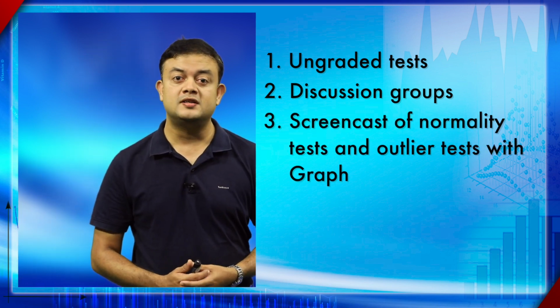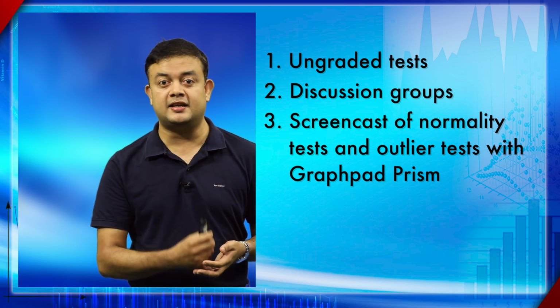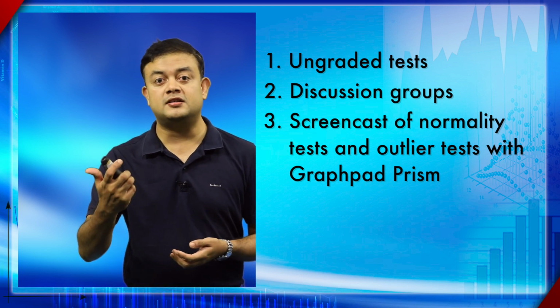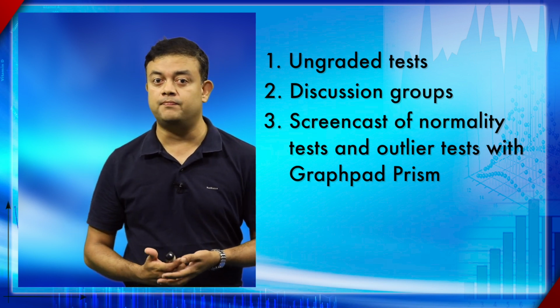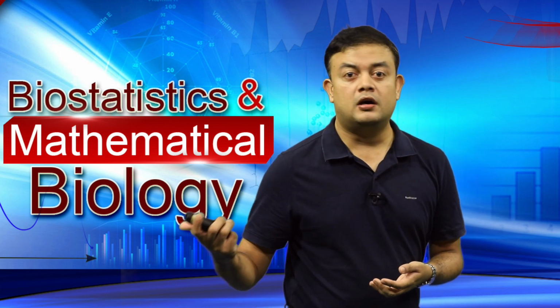I have also put several screencasts, for example, how to perform the normality test, the K2 omnibus test, in GraphPad Prism. Also, how to detect outliers in GraphPad Prism. To detect outliers, you can do the Grubbs test or the ROUT method.